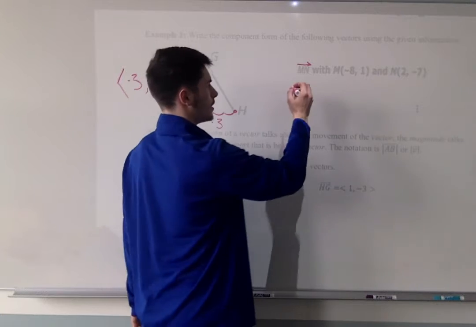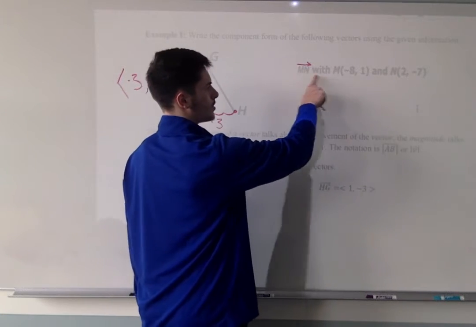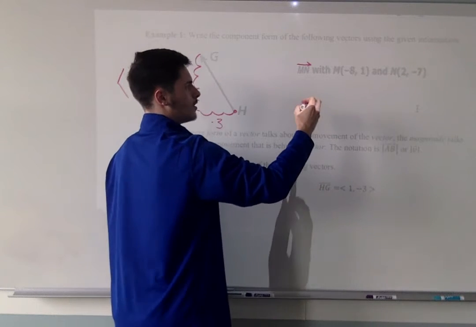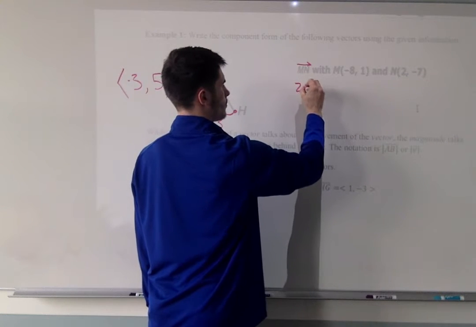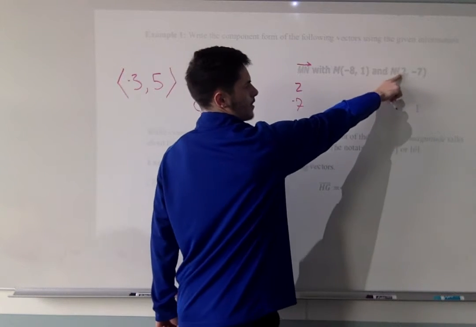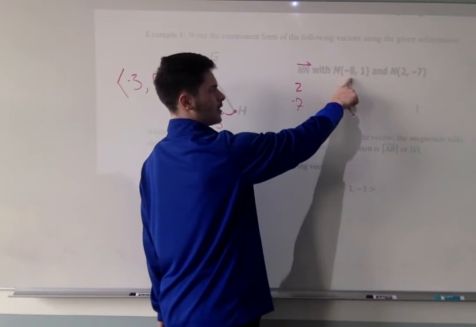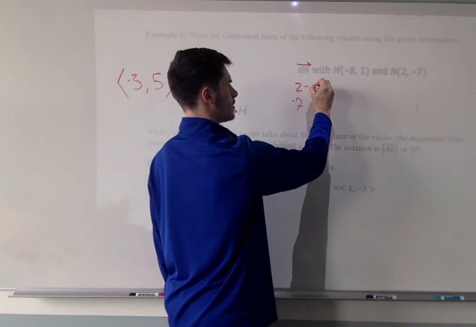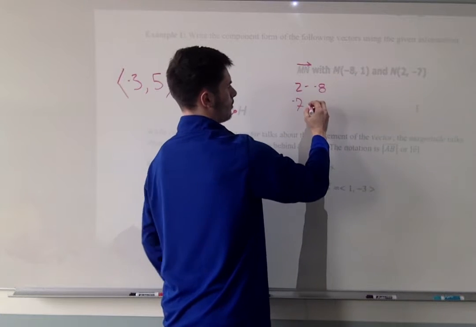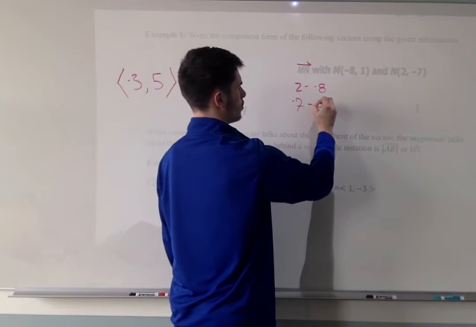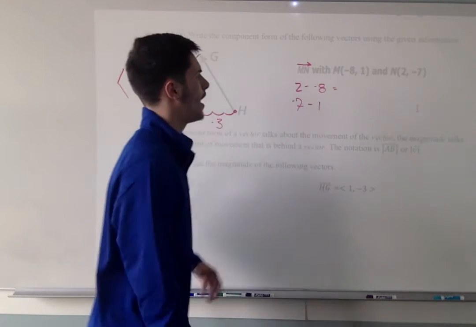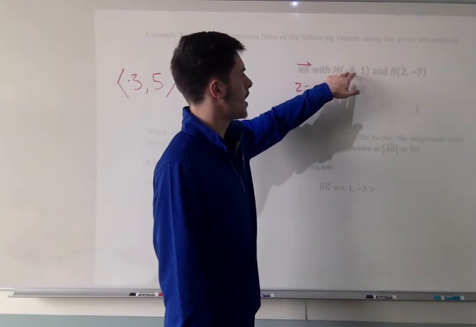So what we're going to do is the end point is (2, -7). So we're going to go 2 and -7. We're going to subtract the initial point, and the initial point is -8. And the initial point for the y values is going to be 1. And so that means that our x traveled from -8.